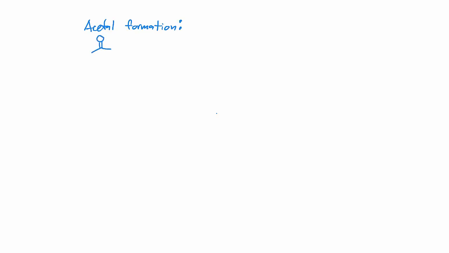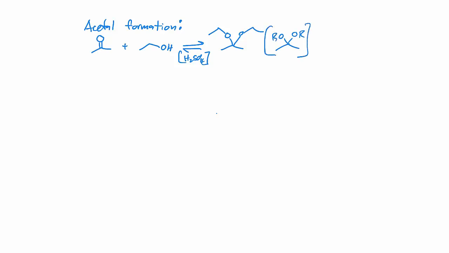So when we take a ketone or an aldehyde and we react it with an alcohol, not water, using an acid catalyst, we can make what we call an acetal. And generically, this is an acetal. So the acetal has two OR groups in place of the carbonyl, the C=O. And of course there is a water byproduct here.